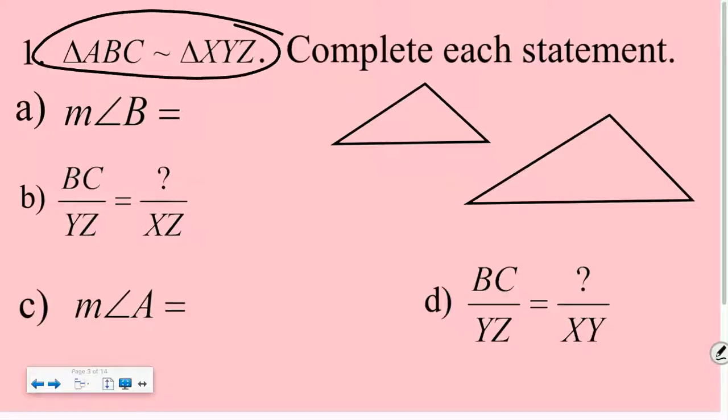If you notice, I didn't even label my triangles because you don't really need the pictures to answer these 4 questions. According to the similarity statement, angle B should be equal to which angle? Y. Angles will be equal. Sides will be proportional, so they're setting up a proportion with corresponding sides here. BC is to YZ as something is to XZ. AC.